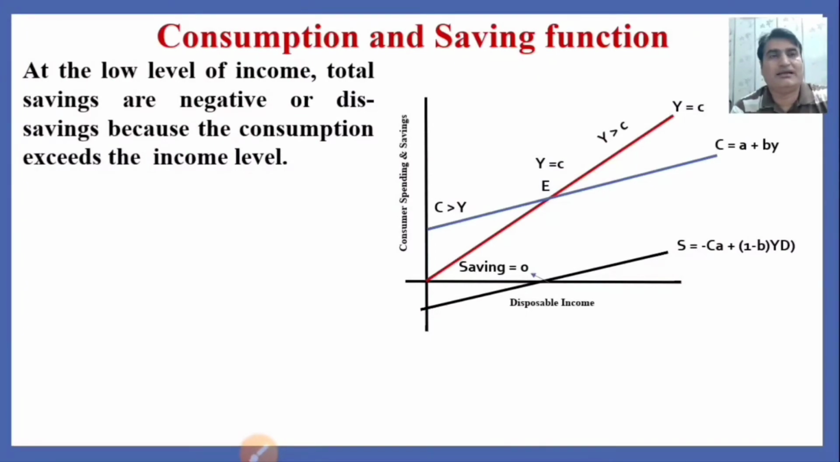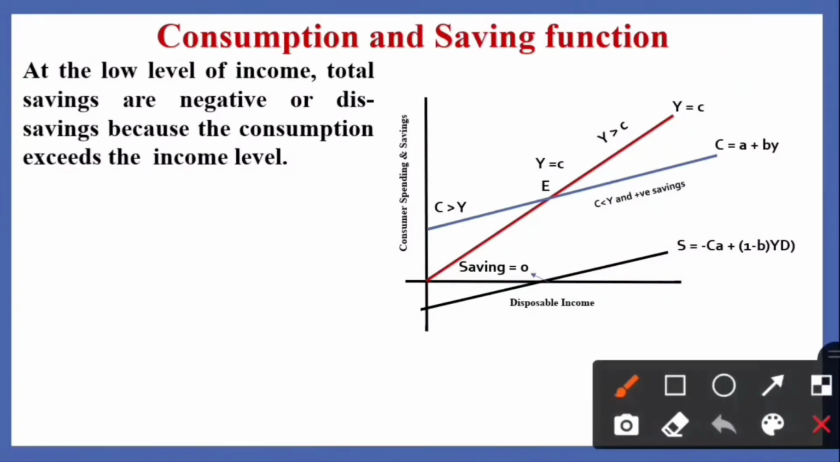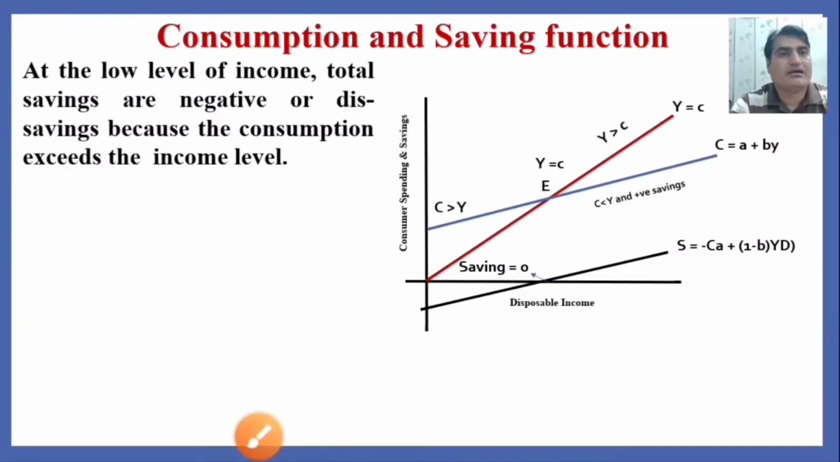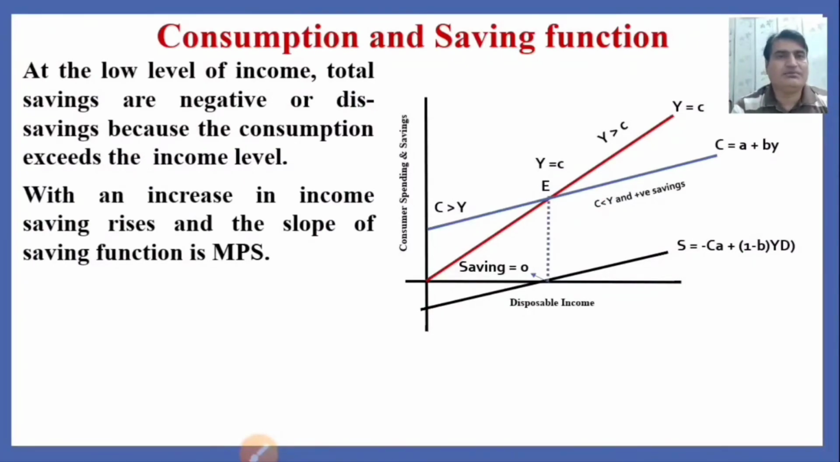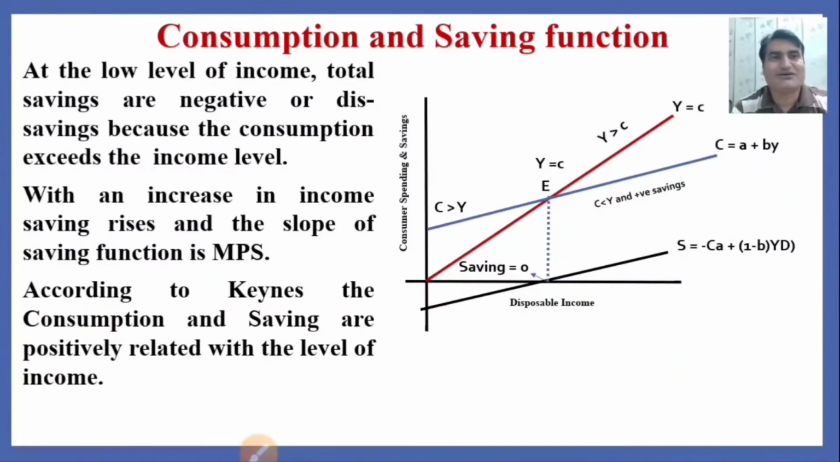At this point, income is greater than consumption, and as a result consumption is less than income and savings are positive. From here you can see that saving starts to rise and consumption is less than income. With an increase in income, saving rises and the slope of the saving function is the marginal propensity to save. According to Keynes, consumption and savings are positively related with the level of income.